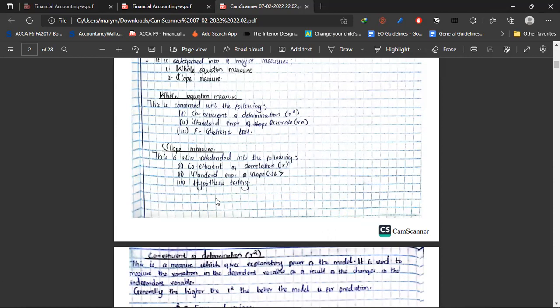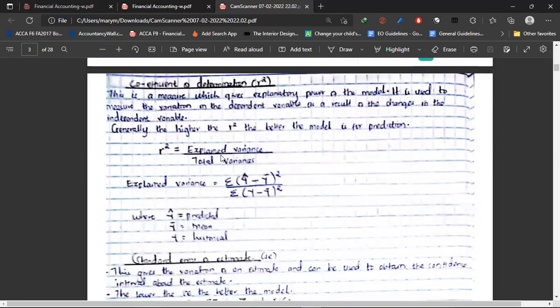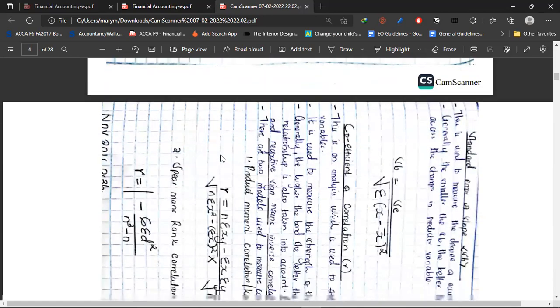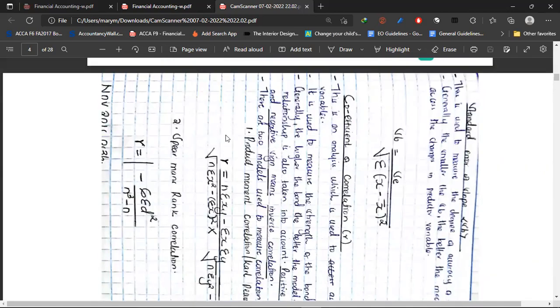Now, the coefficient of determination is a measure which gives the explanatory power of the model, and it is used to measure the variation of the dependent variable as a result of the changes in the independent variable. I will give you this information when we are doing our illustration. Rather than explaining a lot of these notes, it is good to have a question at hand. So let us do our question here.